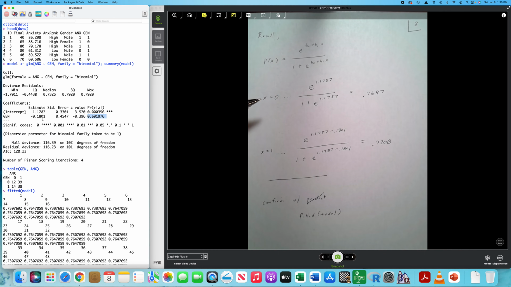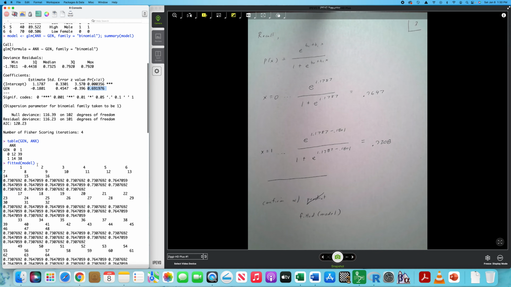So we get 0.7647, and when x is equal to 1, we put a 1 in for x, and we get e raised to the 1.1787 minus 0.1801 in both places, and we get 0.7308.